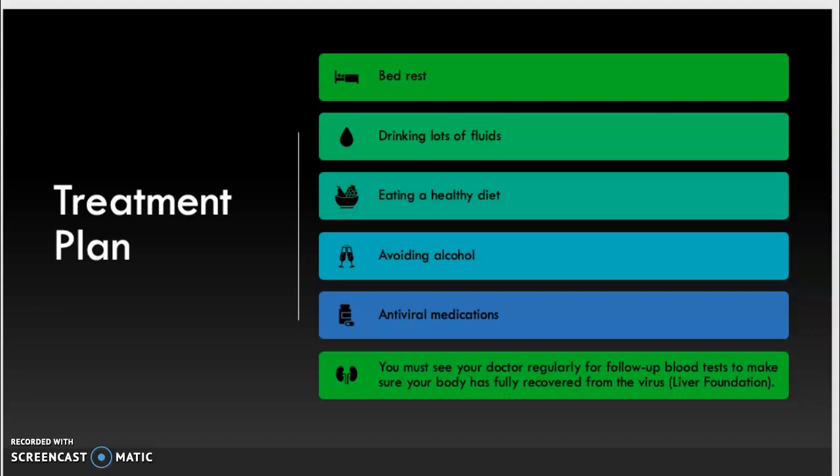Treatment plan. How is hepatitis C treated? Doctors recommend that patients with hepatitis C get bed rest, drink lots of fluid, eat a healthy diet, avoid alcohol, and take antiviral medications. The patient also needs to make sure that they see their doctor regularly for follow-up blood tests to make sure that the body has fully recovered from the virus.